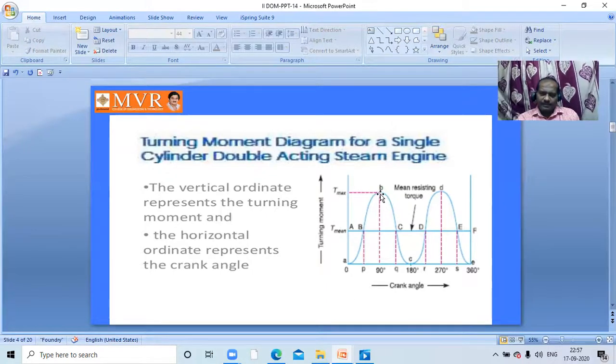Wherever the B point is there, here or D, this is T maximum, that is, torque produced at maximum condition. At what condition? At 90 degrees and 270 degrees, we are going to have maximum torque. Similarly, at T mean, the mean of B and the zero line is going to be called the mean position. At 0, 180 degrees, 360 degrees, we are going to have minimum energy.